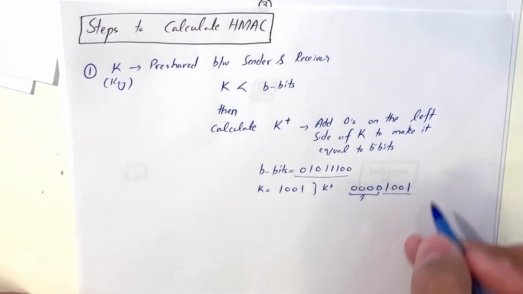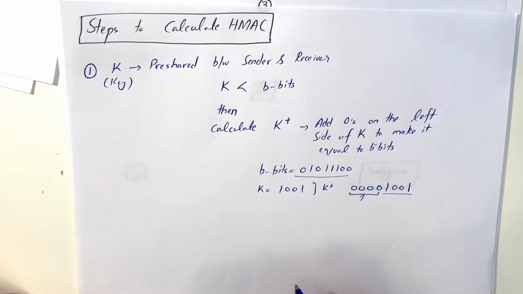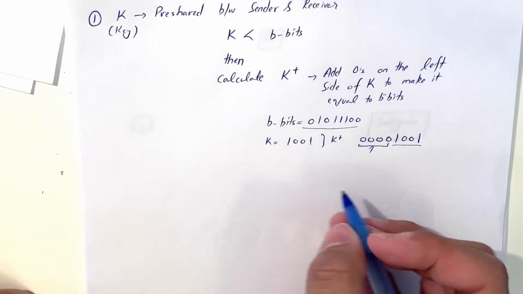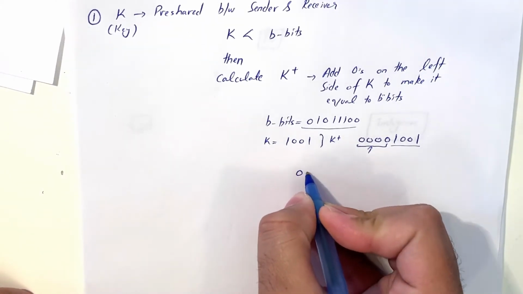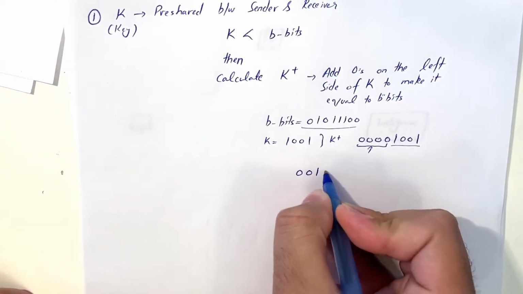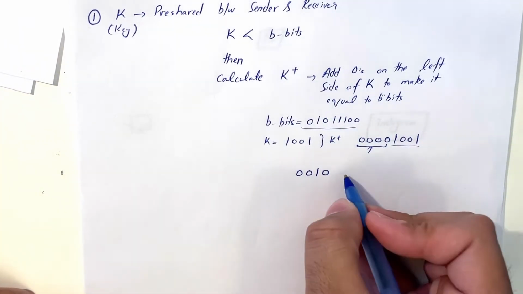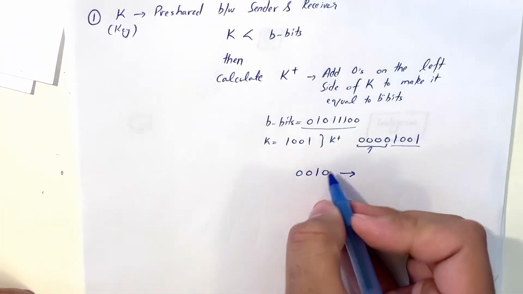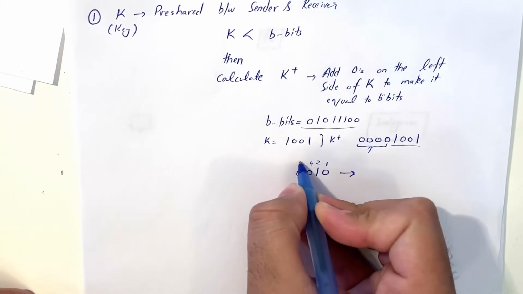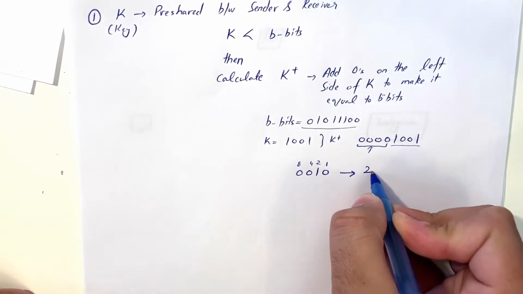Why do we append on the left side? The reason is that the number will not change. Let me give you the idea. For example, let's say the value is 0 0 0 1 0. If you calculate the decimal value for this binary, using place values 1, 2, 4, 8, the decimal value is going to be 2.